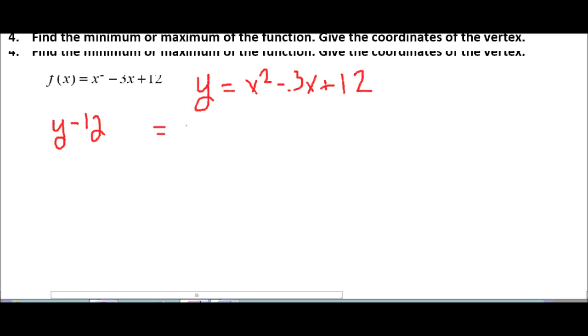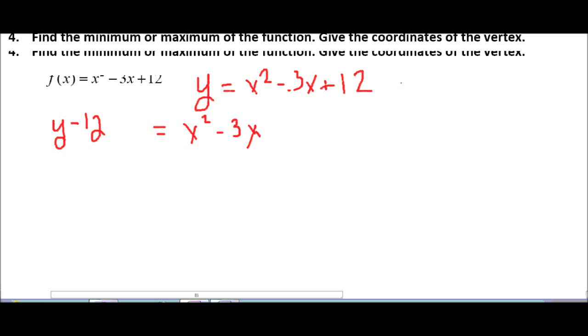I'm going to leave a little bit of a blank. x squared minus 3x. And now we're going to have to complete the square. And this is one of our ugly problems because the middle term is an odd number. But that's okay. We learned how to do this in 7.1.